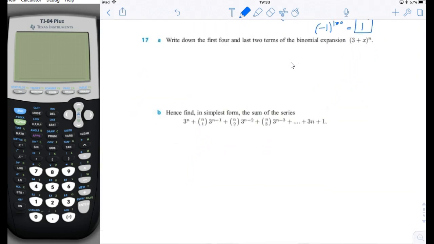Last problem with 2 parts, 17a. Write down the first 4 and the last 2 terms of the binomial expansion 3 plus x to the power of n.